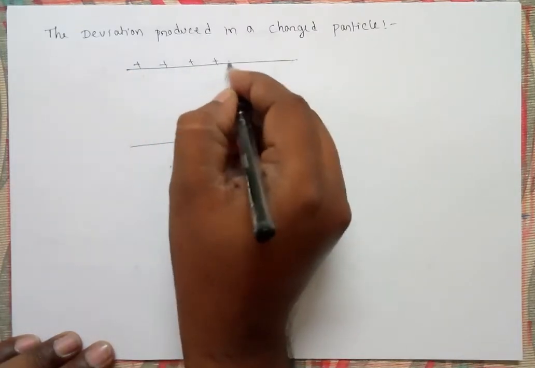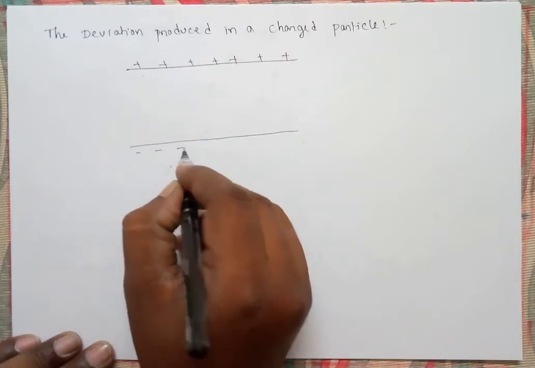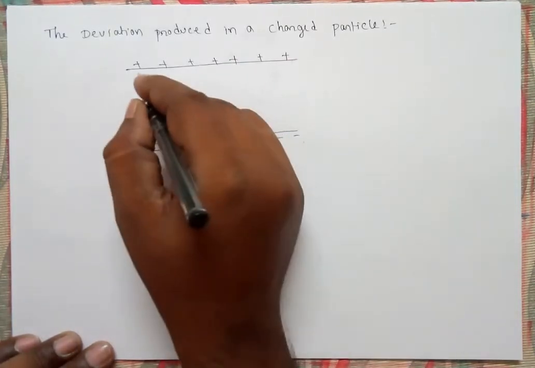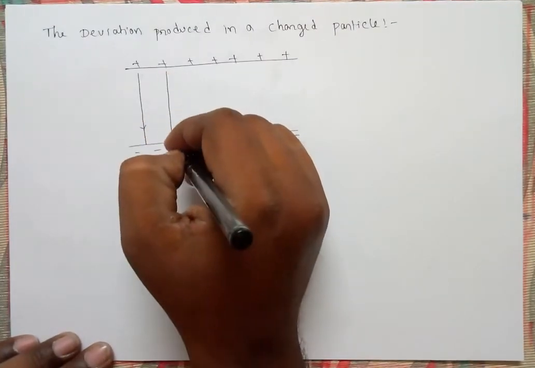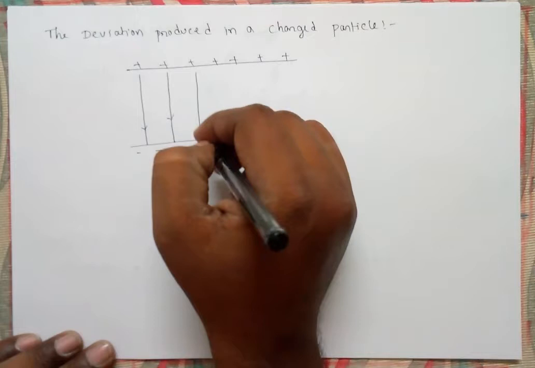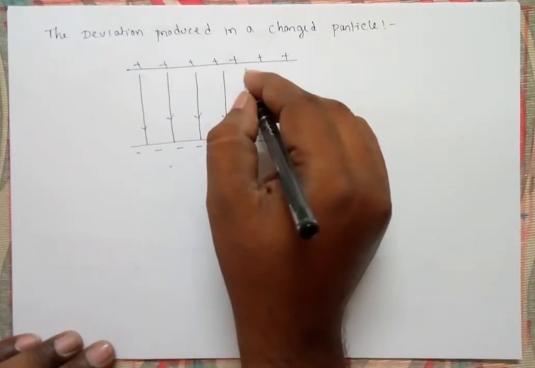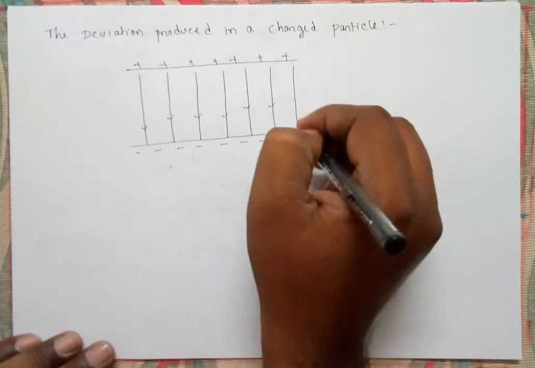So how to produce a uniform electric field? We discussed two metallic plates. One is positively charged, another one is negatively charged. Then the electric field will be from the positive plate to the negative plate. Then a uniform electric field will be produced. So this is the way you can produce a uniform electric field.